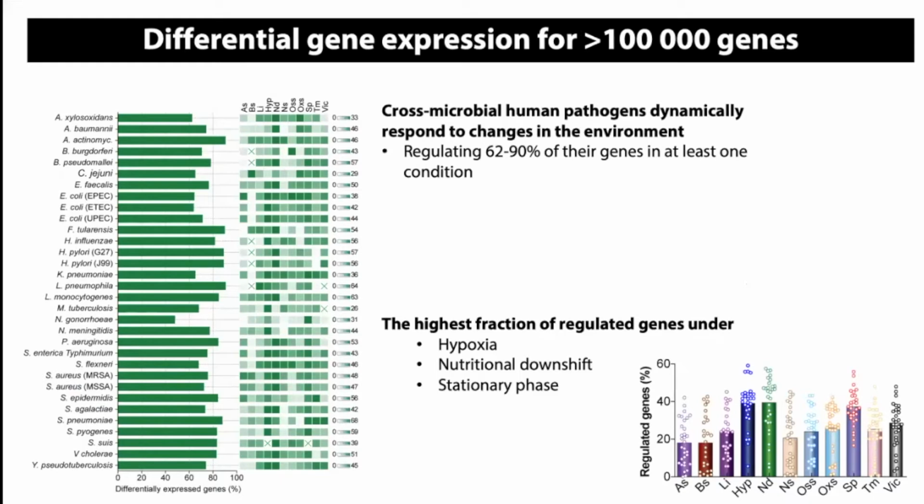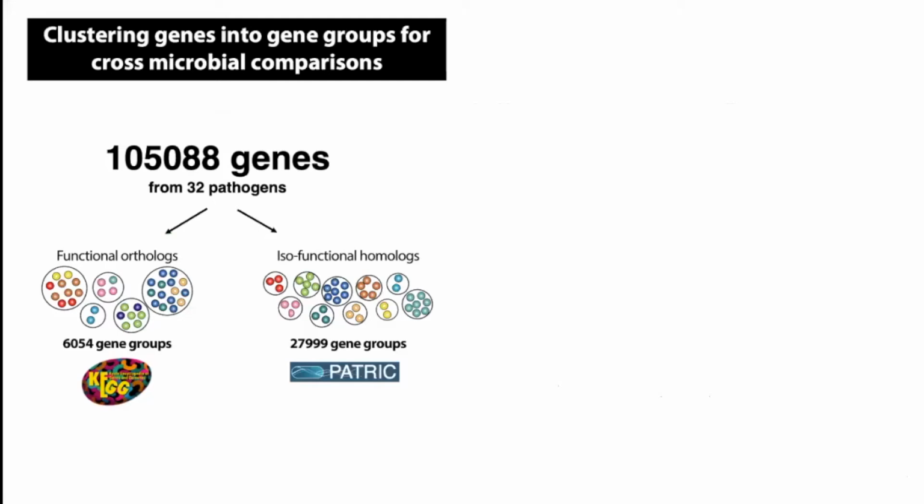Not a surprise, the highest fraction of regulated genes were found under hypoxia, nutritional downshift, and stationary phase, where the environment is quite significantly different from the control, and the exposure time in those conditions was higher. And then of course, to do cross-microbial comparisons, we had to know which genes are the same from different species.